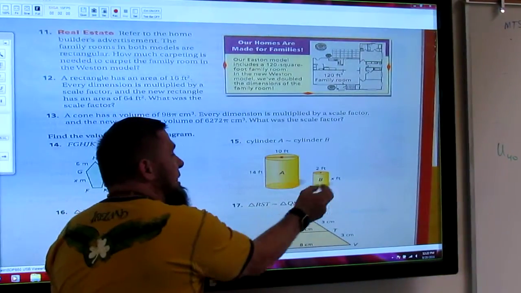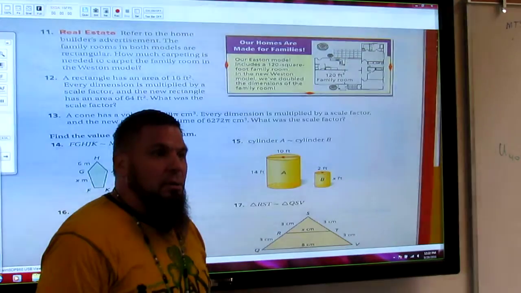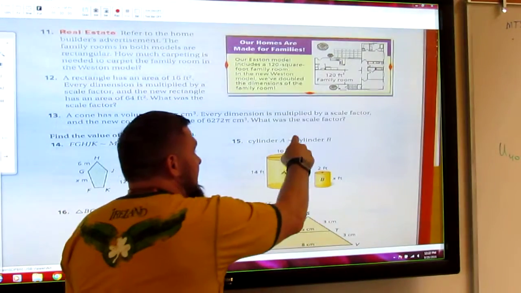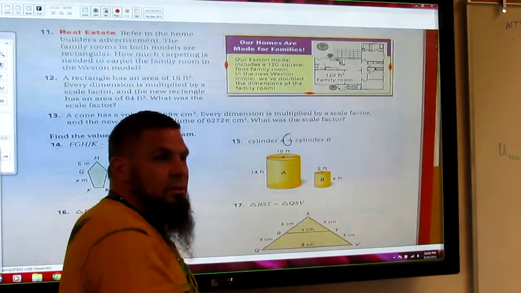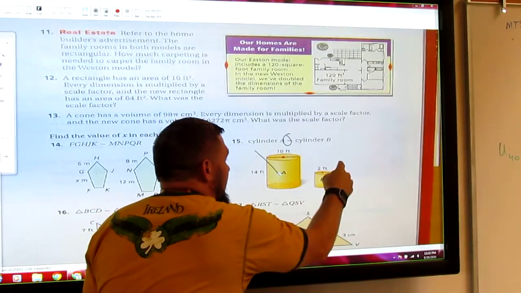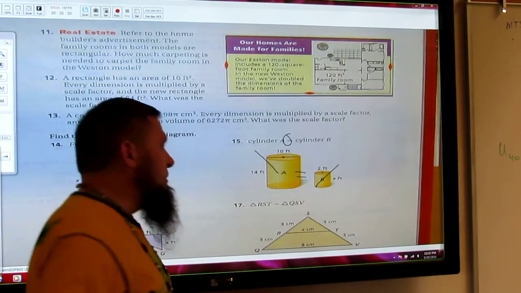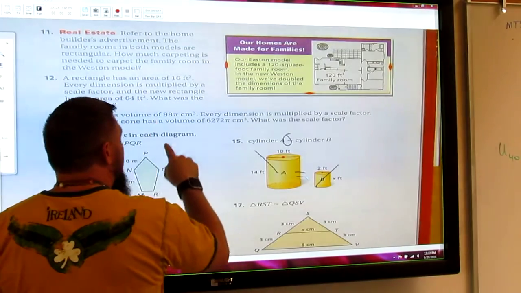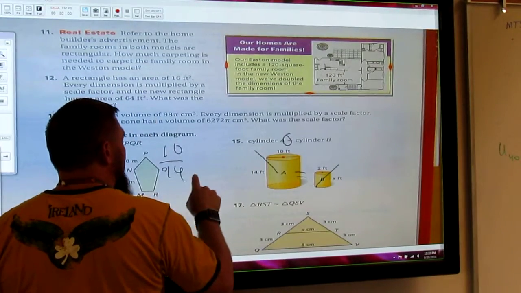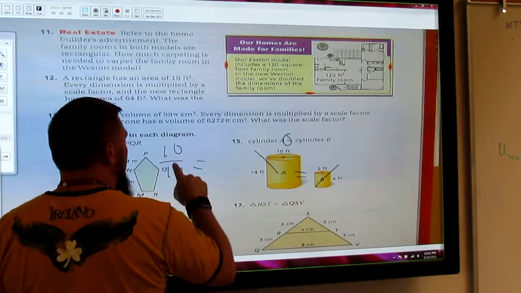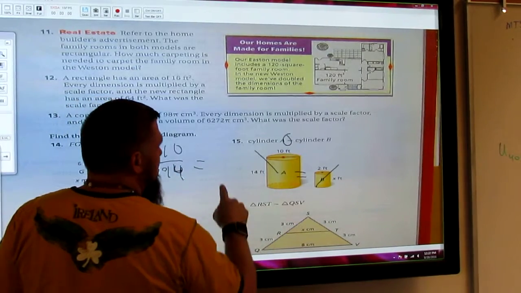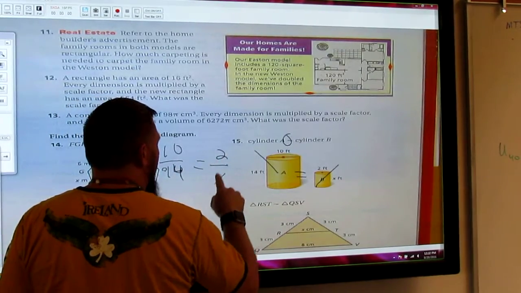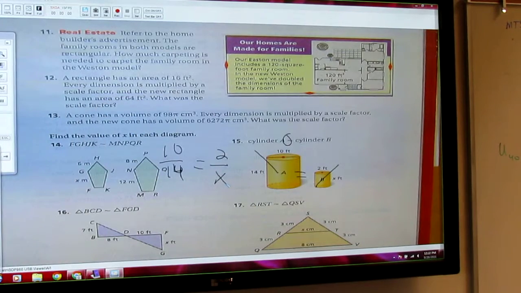Alright, 15. Again, it's easy. Does this cone look like this cone? Well, it does, but it's bigger. It says they're similar. So it's this over this, and equals. What that means is 10 over 14 is equal to 2 over x. And then what do we do to solve? Cross multiply: 14 times 2 and 10 times x.